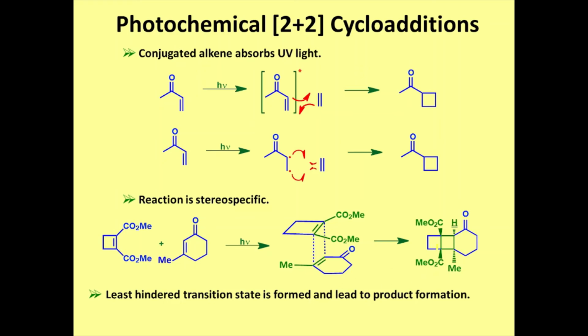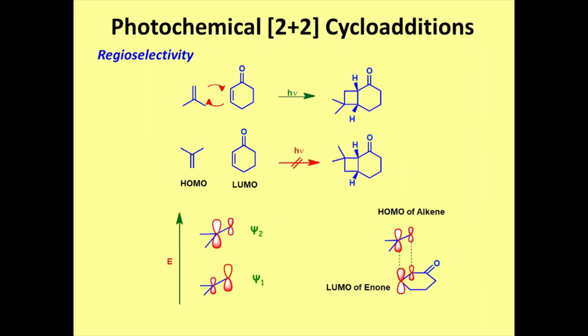And in that case, the most important point or trick that needs to be remembered for the photochemical 2+2 cycloaddition reactions is that we need to look for the least hindered transition state, and that will be formed, and that will eventually lead to the product formation. So this is the tricky point regarding this kind of reaction, and also that this kind of 2+2 cycloaddition reaction is stereospecific. We will see some examples of these stereospecific reactions now.